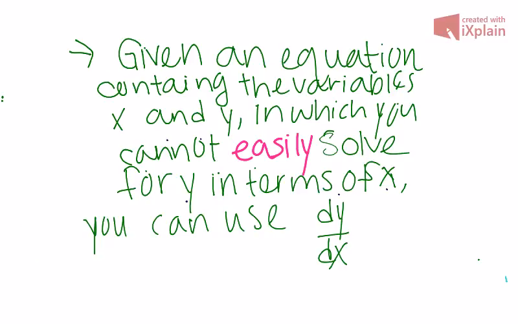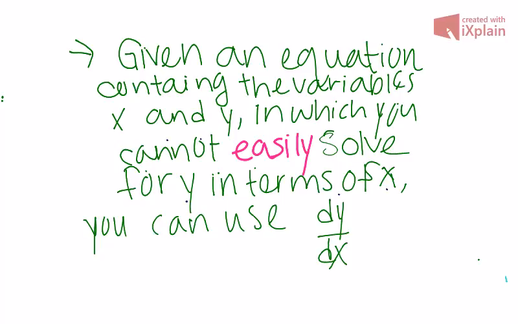So the general definition of implicit differentiation, or why we use it, is this definition here that I found in my review book, and it reads: given an equation containing the variables x and y in which you cannot easily solve for y in terms of x, you can use dy over dx to solve for the equation.